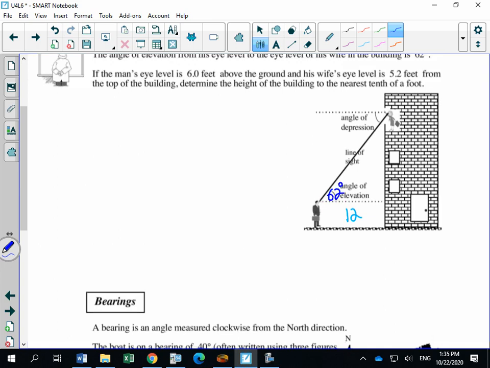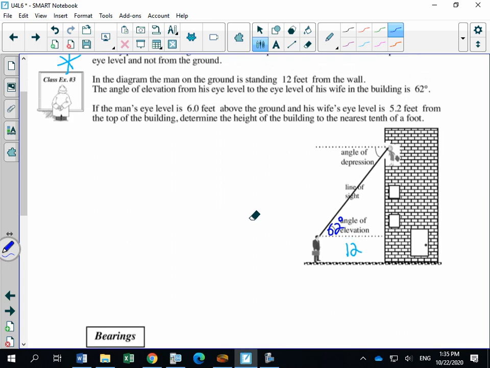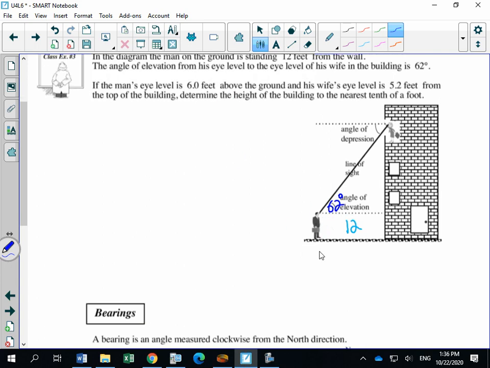62 degrees. Okay, let's see what else it says. The man's eye level is 6 feet from the ground. Basically what that's saying is he's 6 feet tall. Even though you could argue that he's got a forehead and stuff like that, just assume for these questions he's 6 feet tall. So this guy is 6 feet tall. These are going to be calculate the height of the building questions. So if he's 6 feet, then I also know that the building from here to here is also 6 feet.